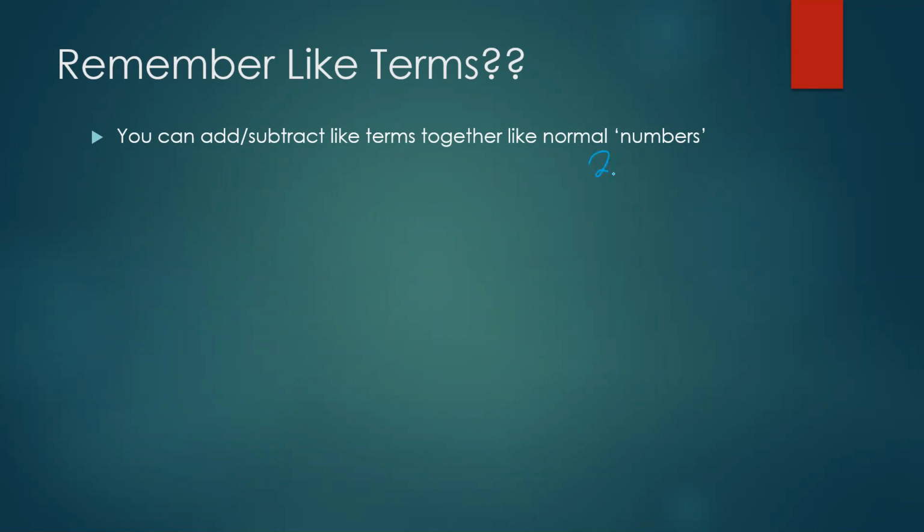So just a reminder here, we have something like 2x squared and negative 8x squared. These are obviously like terms because the variable itself is the same, and of course the exponent is the same as well. Or something like 4xy and 5xy. These are still like terms because they have the same set of variables and the same exponents for each of the variables.